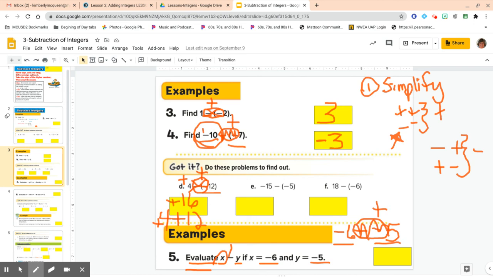Sing your song. Same signs add and keep? Nope. Different signs subtract? Yes. 6 minus 5 is 1. Take the sign of the higher number. 6 is higher. Then you'll be exact.